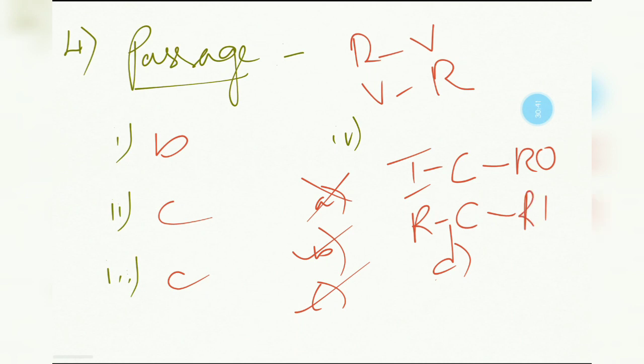See, D option, if the image is virtual, the corresponding object is also virtual. I told you, right? If the image is virtual, then the object has to be real. So this is also a false statement. So only option B and option C are correct. Okay, so let's move on to the next, fifth question.